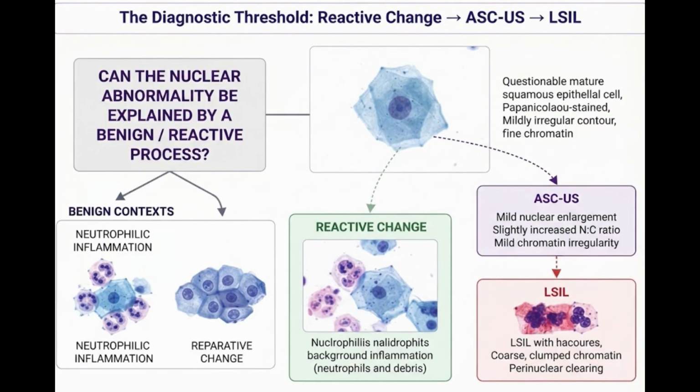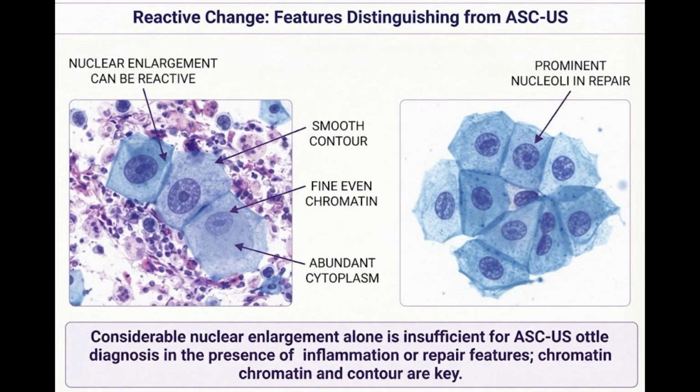The diagnostic threshold. Reactive change, ASCUS, LSIL. The central challenge is deciding whether the nuclear abnormality can still be explained by a benign or reactive process. Reactive squamous cells may show considerable nuclear enlargement, particularly in inflammation or repair. However, they usually retain relatively smooth nuclear contours and fine, evenly distributed chromatin, often with abundant cytoplasm. Prominent nucleoli in an appropriate reparative setting also favor reactive change.